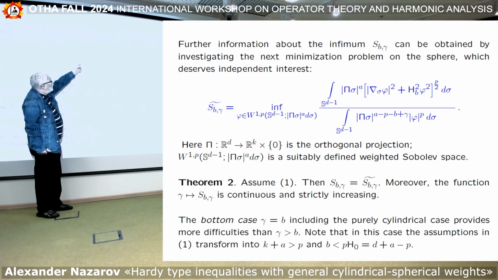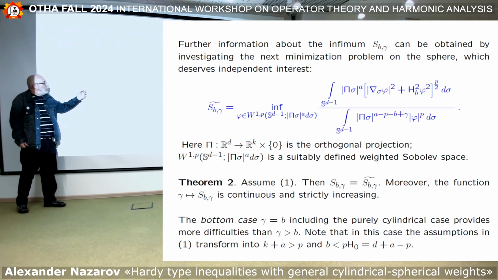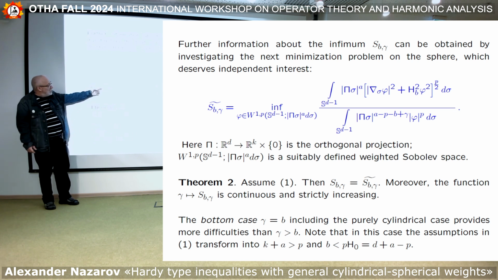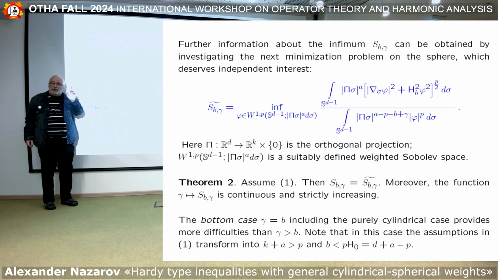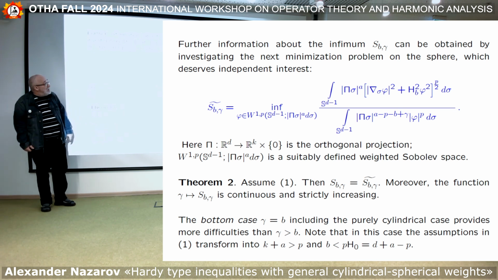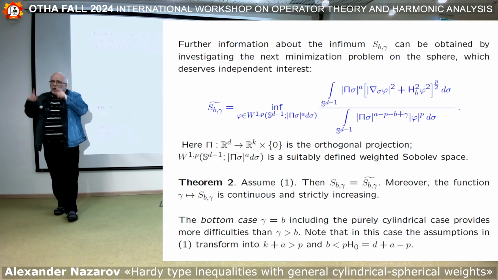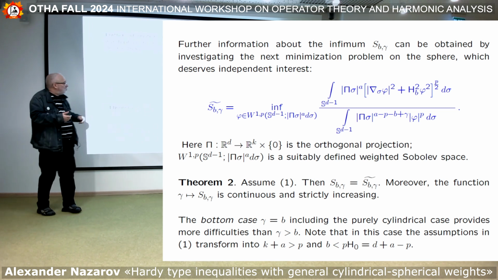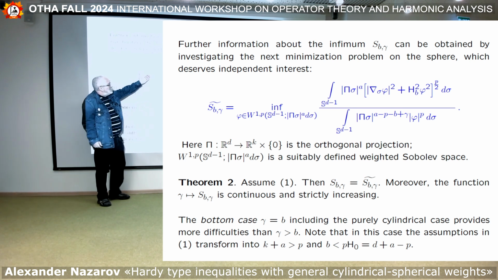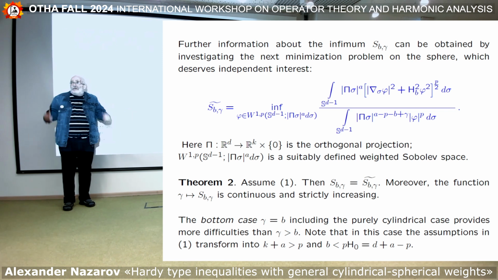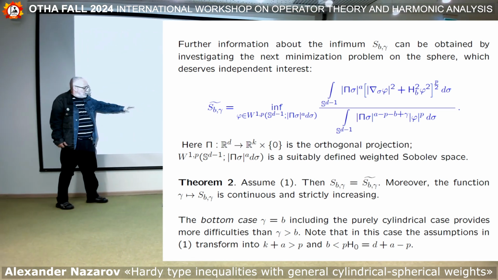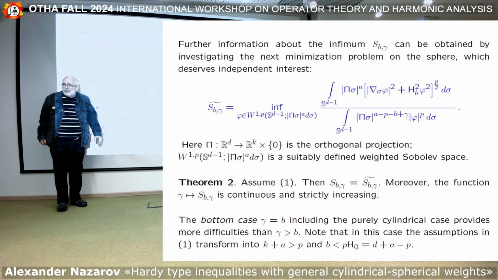What is the weight? Pi sigma is simply y divided by the norm of x. So the operator pi is the orthogonal projection of z to y. Or you can say that the absolute value of pi sigma is a cosine between y and z. And this space is just a weighted Sobolev type space on the sphere. And it turns out that under necessary conditions, these two constants coincide.